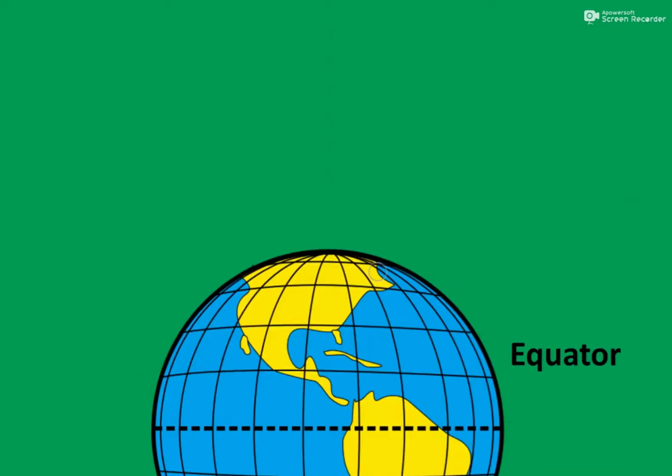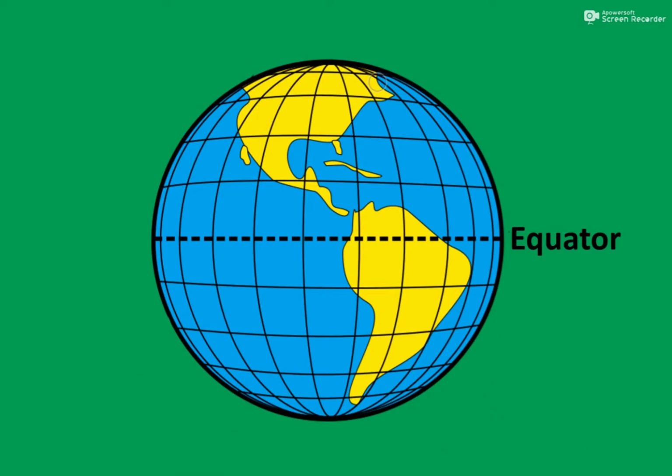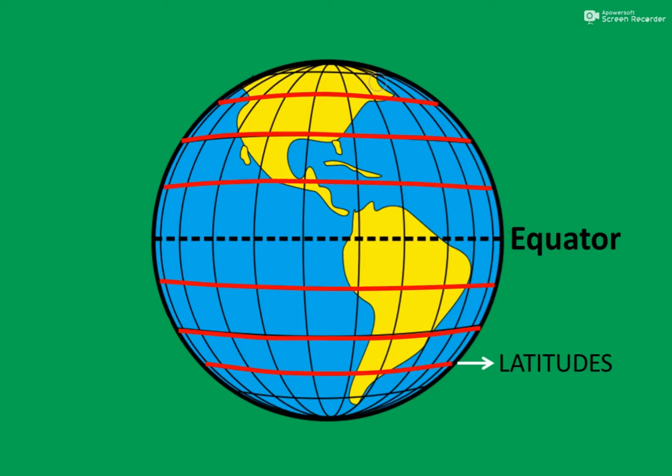So taking the equator as the base, we have some lines drawn here. These lines are called latitudes. Can you see these red lines, children? Yes, they are called latitudes. They are parallel and lie at an equal distance. So the distance between these lines is the same and they run along with one another. They are also called parallels of latitudes.